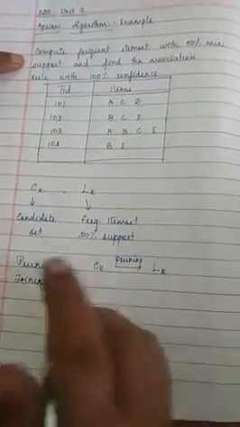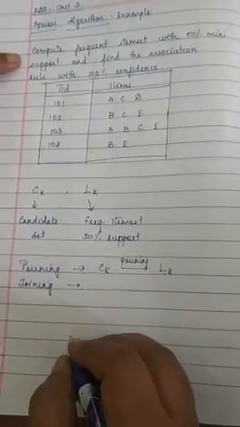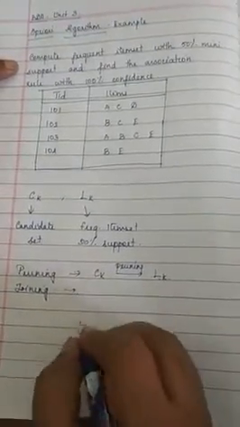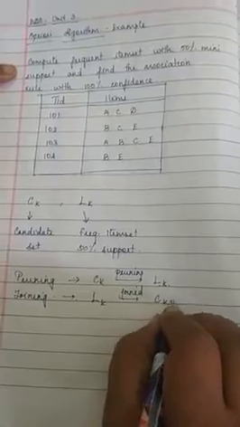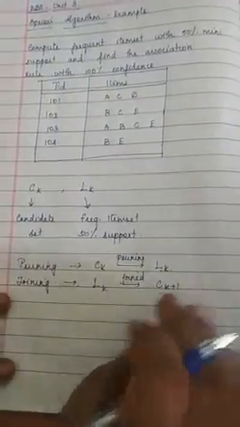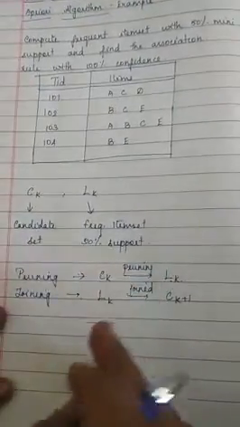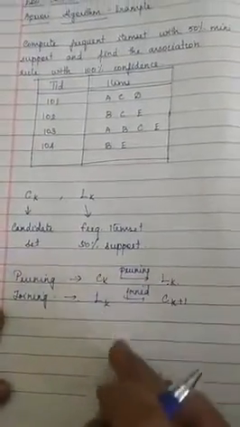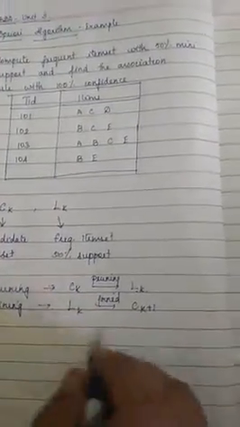Next, we have the joining function. Joining is nothing but computing Ck+1 from Lk, so Lk is joined to compute Ck+1. So from the candidate set to the frequent item set, you perform the pruning operation, and from the frequent item set to the next candidate set, you perform the join operation. This is the basic step we are using here.